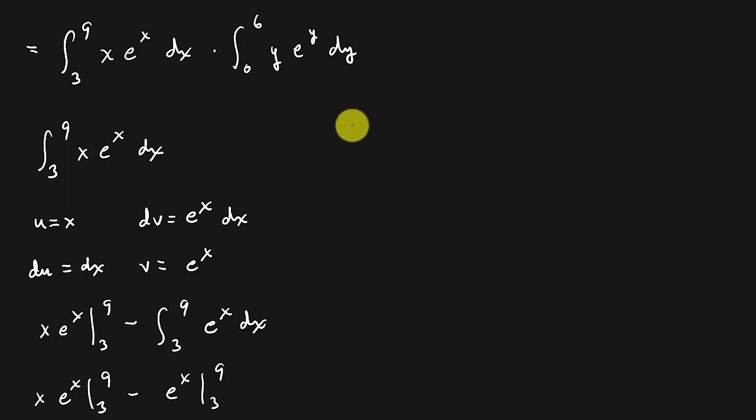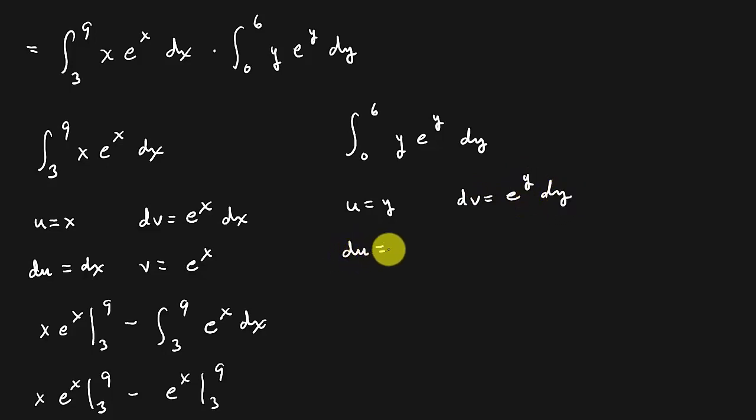And then we've got 0 to 6 y e to the y dy. All right, so now same thing here. Look, it's the same thing. Integration by parts. So I'm going to let u equal y, dv equal e to the y dy. So du is equal to dy. v is e to the y.